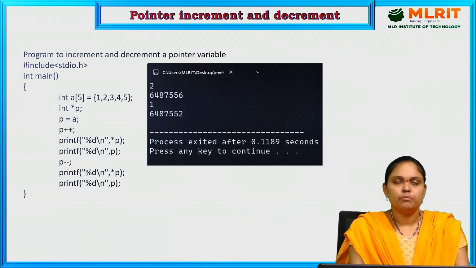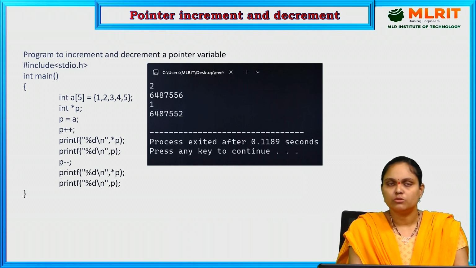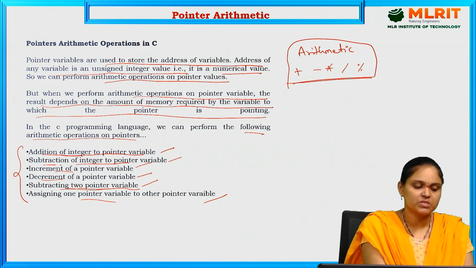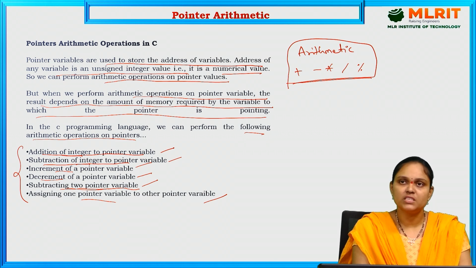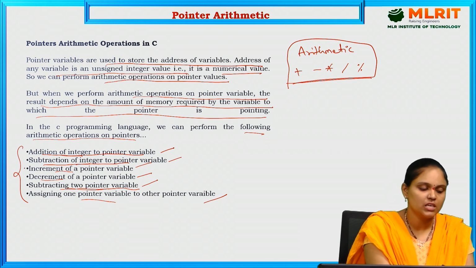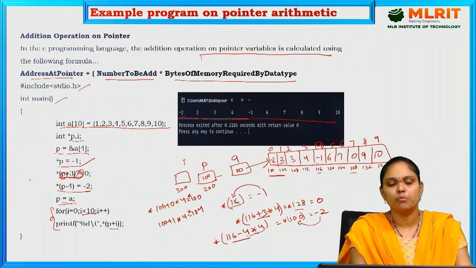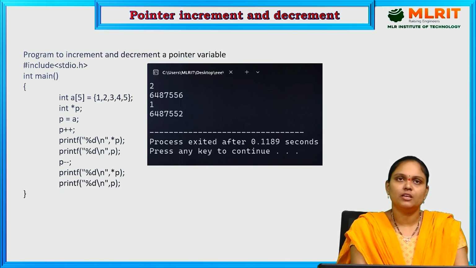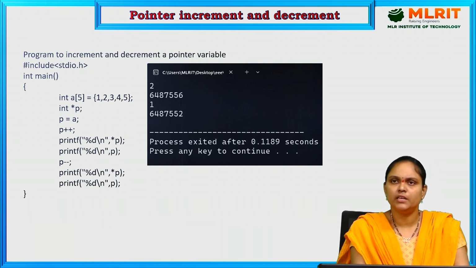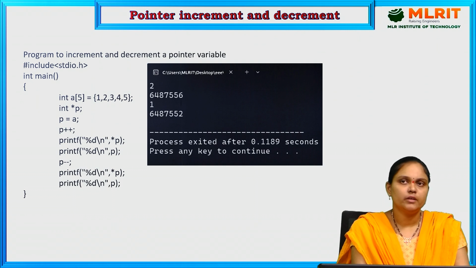And next is a program for pointer increment and decrement. Some operations that we have seen are adding an integer and subtracting an integer, from the previous program. Next is incrementing and decrementing a pointer variable. We have a pointer variable that we are incrementing, and a pointer variable that we are decrementing.